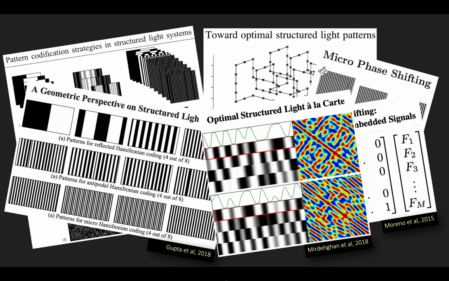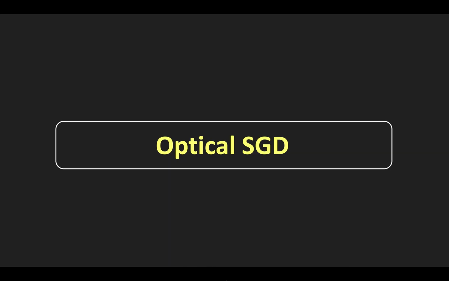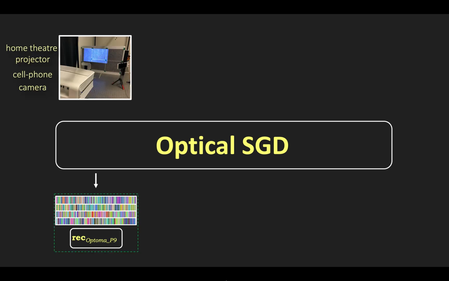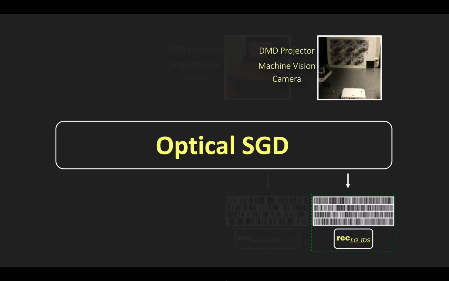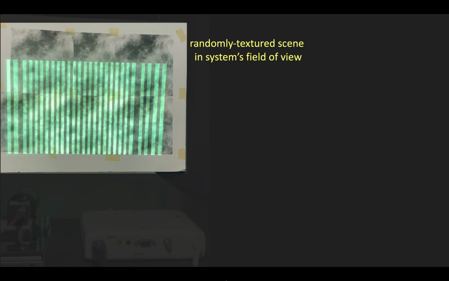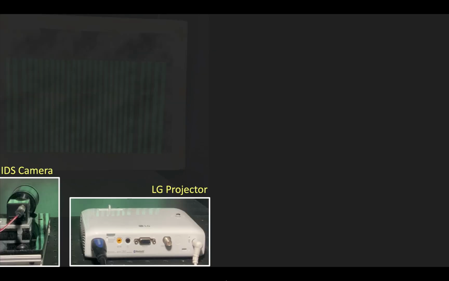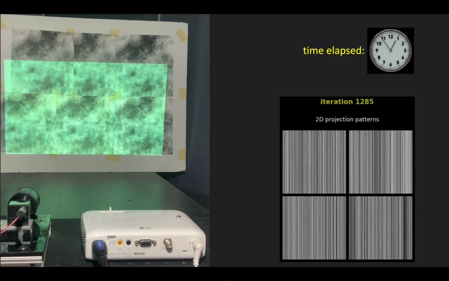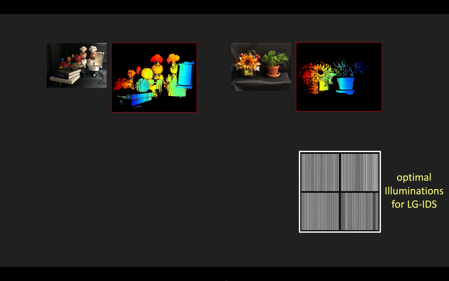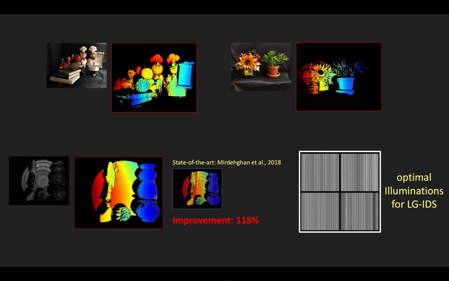While existing work designs patterns blind to the system and also has limited or even no optimality guarantees, we present a new computational imaging technique called optical SDD, which allows a chosen system to automatically discover its own optimal illuminations and decoding for any depth error metric. It only needs a random texture board to be placed in front of the system. Starting from random illumination and decoding, optical SDD iteratively adjusts them in real time to improve reconstruction performance. It requires no system calibration, generalizes to other scenes, and outperforms the state-of-the-art by a substantial margin.